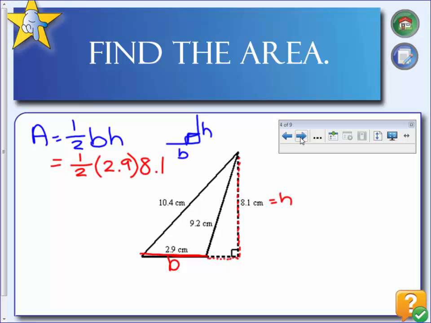So when you do all your math calculations, you should get the area of this triangle to be 11.745. And remember the units, centimeters, and since we're talking about area, it's centimeters squared. So that is the area of that triangle.